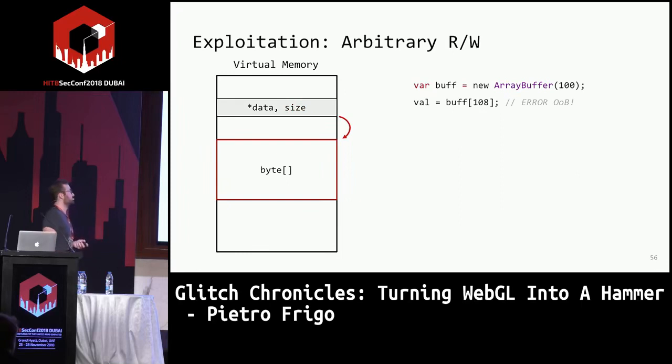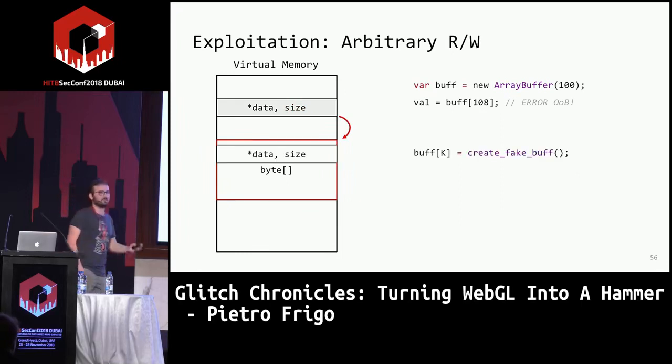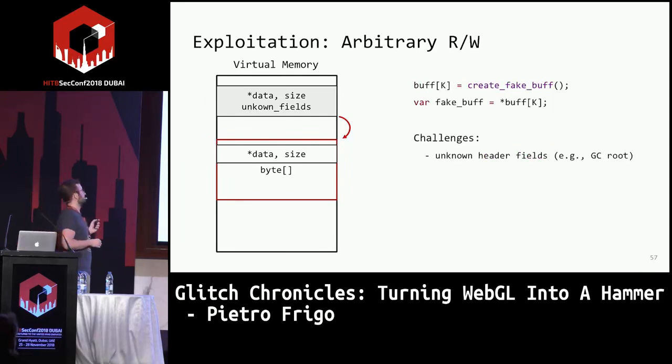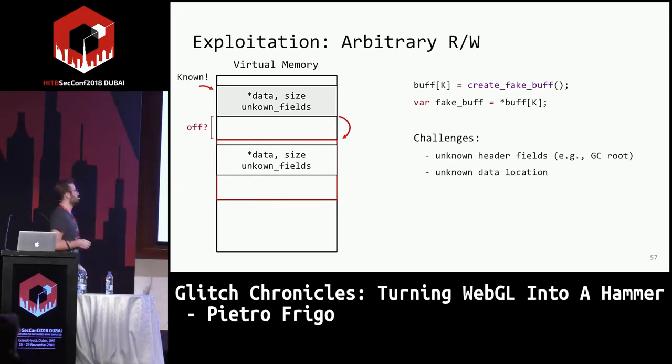As a consequence, what you actually want to do is create a fake array buffer inside the array buffer. So you can use the array buffer as a tool to create your own fake array buffer. And then eventually you also want to reference this fake array buffer because you want to use it as a real one. Now the challenges here are two. The first one is that inside the header there are some unknown fields. For instance, the garbage collector root is in there, but you don't know this data. As a consequence, creating your fake version of the array buffer is not going to be easy, because you need to first leak this data. The second one is that you don't know the data location. The header pointer you can leak by using the bit flipping technique, the type flipping technique. But this doesn't work for the byte array, because it might be placed somewhere else in virtual memory.